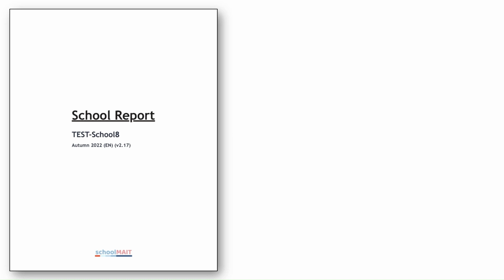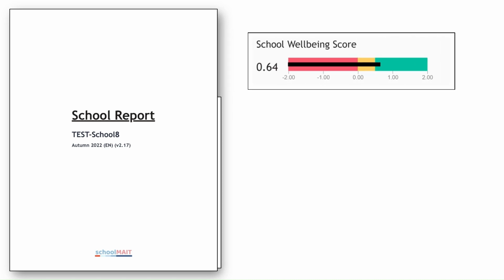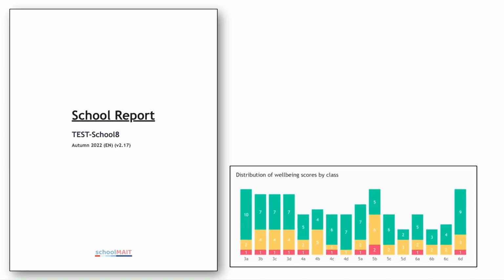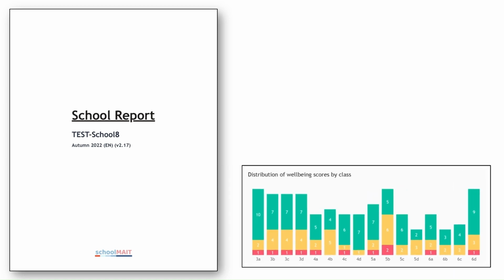A few days following the survey end date, Schoolmait will send you a school report in a PDF format. You will also receive a report for each class. The school report includes statistics such as the school's overall well-being score and a breakdown by well-being elements. It also provides a split by year groups and classes.